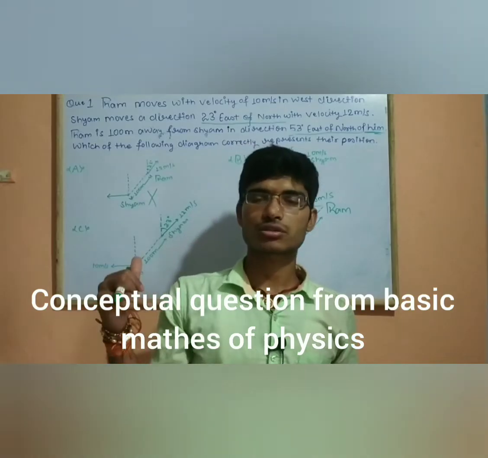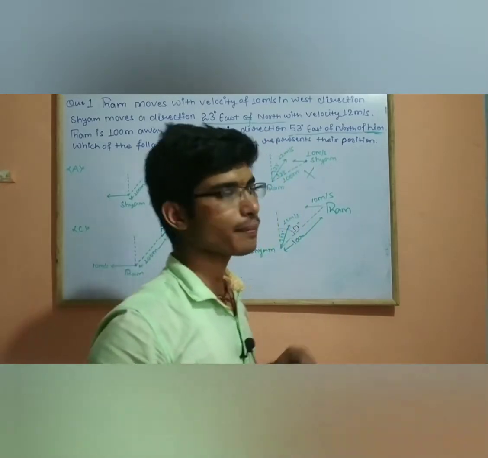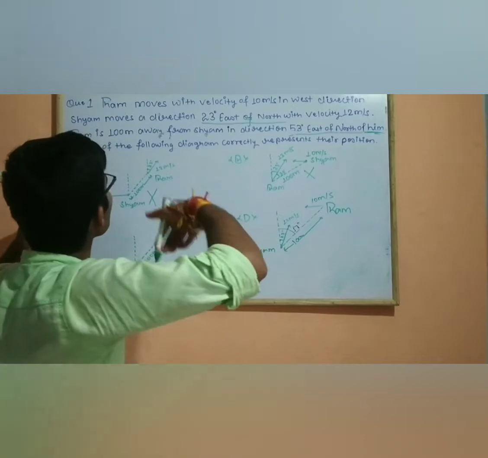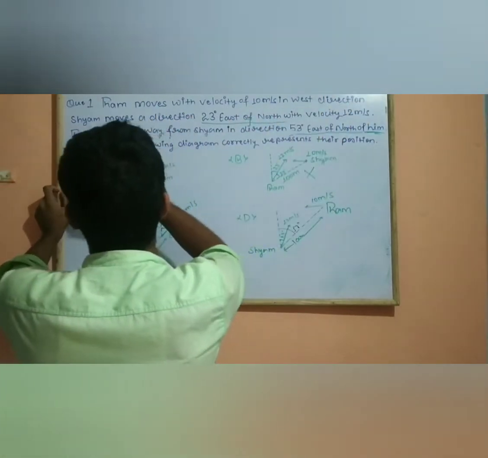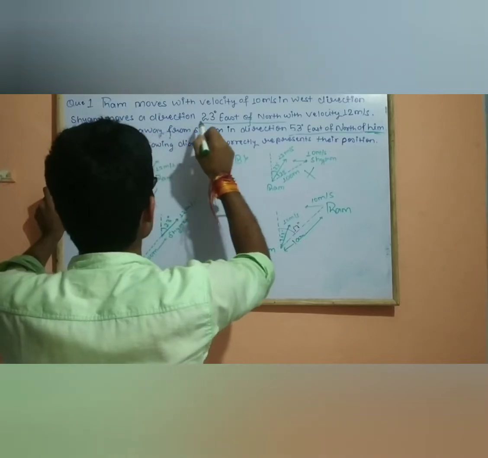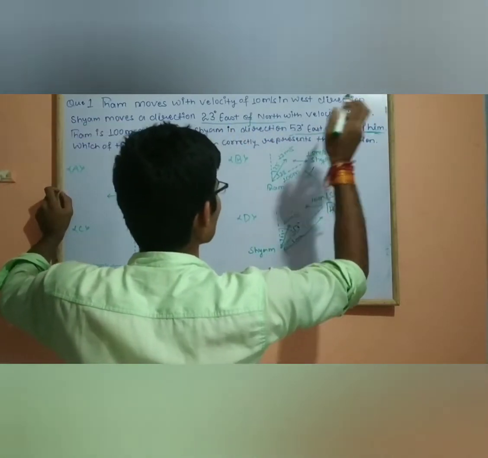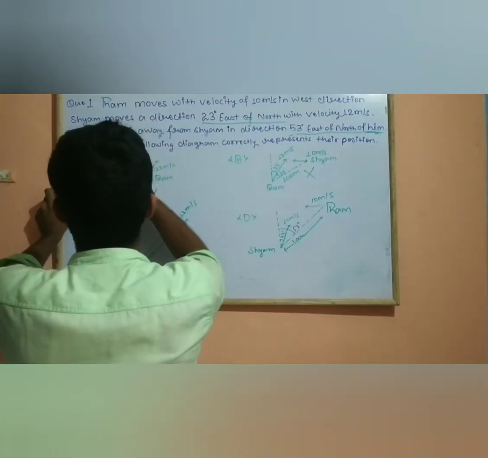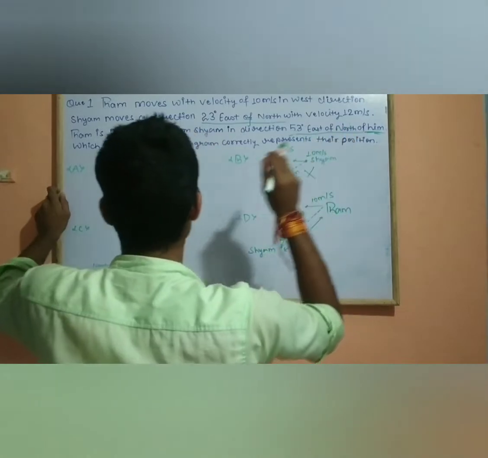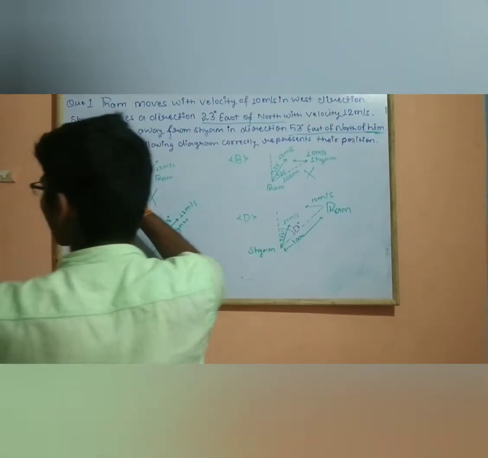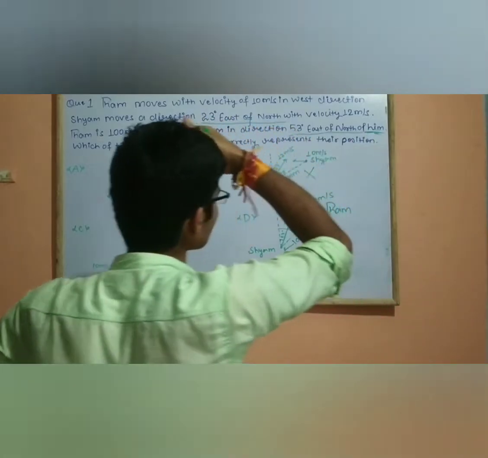We shall move to the first question, and we will start reading the question. Ram moves with velocity of 10 meter per second in west direction. Syam moves in a direction 23 degree east of north with velocity 12 meter per second. Ram is 100 meter away from Syam in direction 53 degree east of north of him. Which of the following diagrams correctly represents their position?